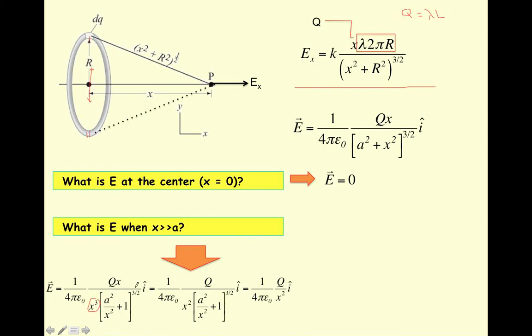Now, if x is much, much bigger than a, this will be 1 over infinity, which gives me 0, and then I have 1 over x squared. That's the result that I expect: it's basically the electric field due to a point charge. So we're saying that you're somewhere here, very far away, and you're seeing this ring as a point charge, which is equal to Q.